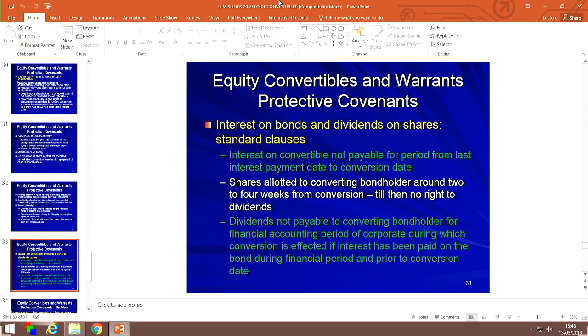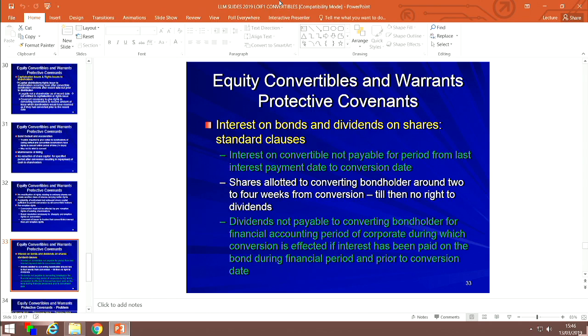There's another standard clause which is allegedly for the protection of bondholders, but I think if you look at this clause, it results in a very curious result. It's a clause which deals with interest on the convertible bonds and the dividend on shares being made by the issuer. And the clause affects bondholders who are converting their bonds.